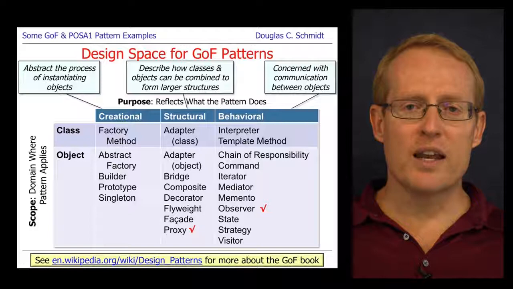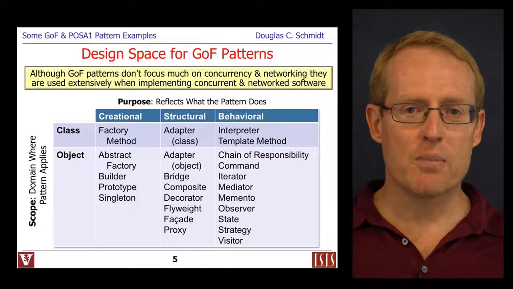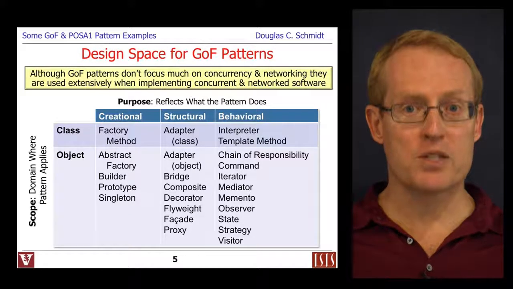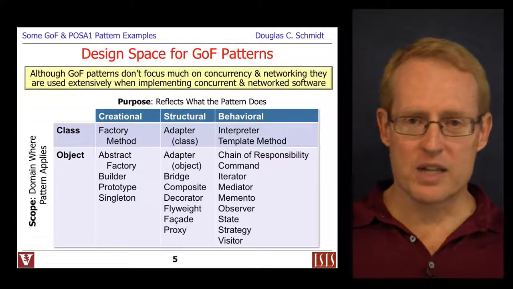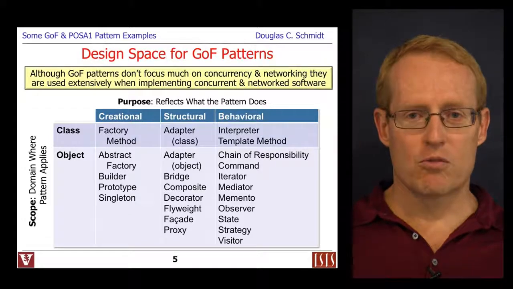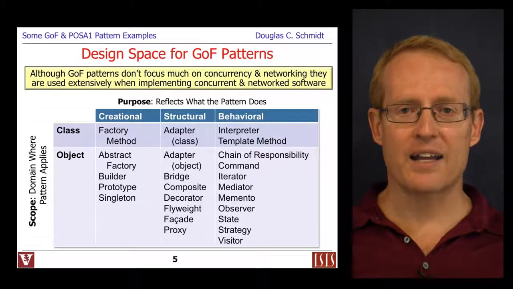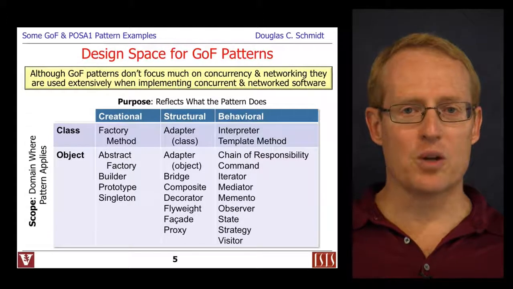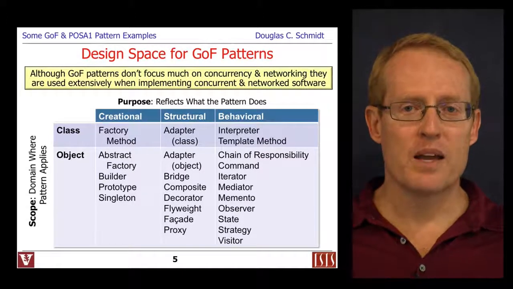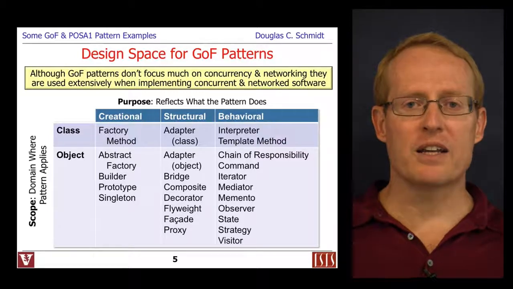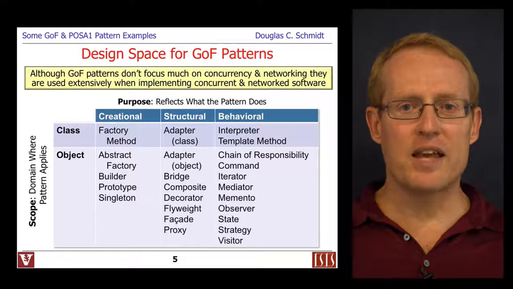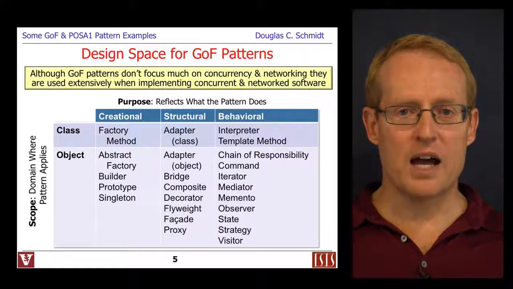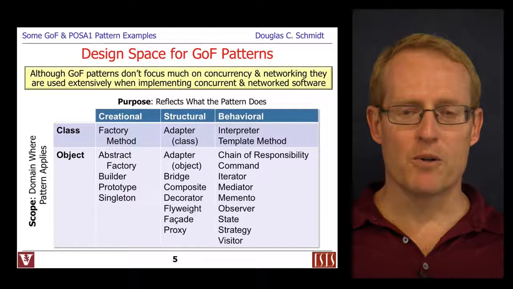It's interesting to note that even though most of the patterns in the Gang of Four book don't focus on concurrency and networking per se, in other words, you don't see a lot of description of the forces of race conditions and deadlock and causal ordering and other kinds of things you might run into in an actual concurrent and networked environment, when people implement concurrent and networked software, they tend to apply many of the Gang of Four patterns to make their designs more flexible and extensible.